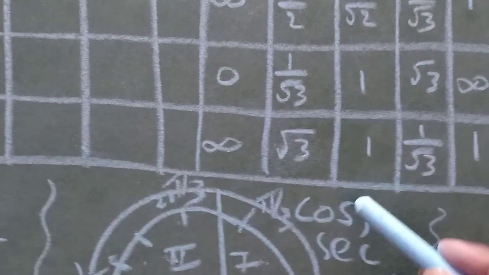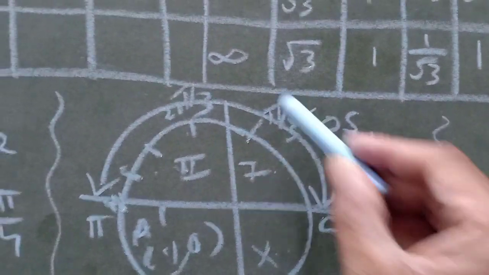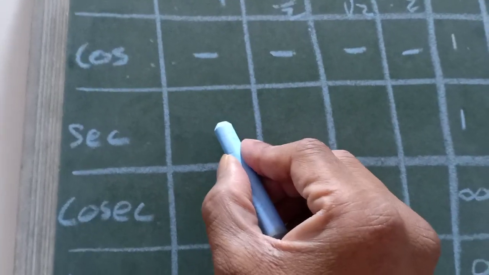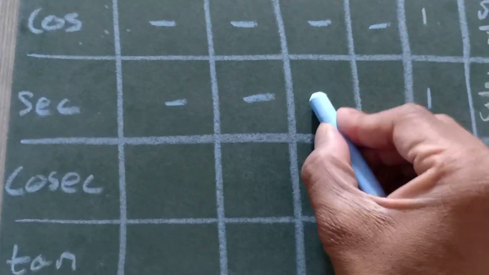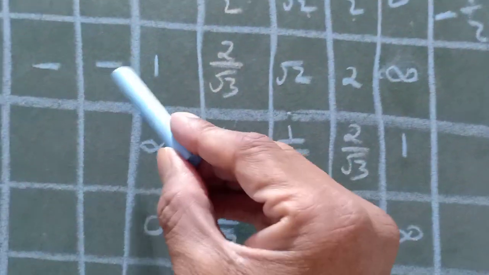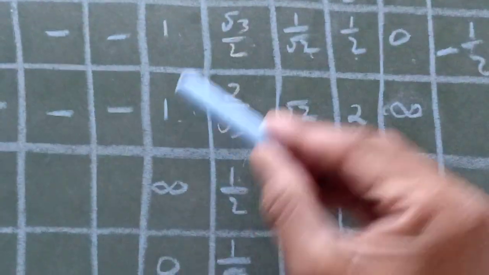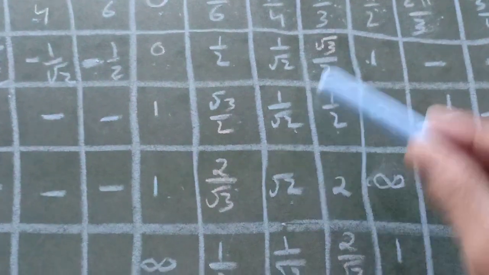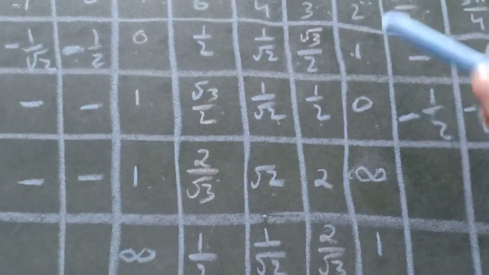Now in the same way, for sec, I told you cos, sec and cot are defined in the first and second quadrant. So in the fourth quadrant we will not write its value. Here in the fourth quadrant the values will be dash. Now this is the table of sec: sec 0 is 1, sec pi by 6 is 2 by root 3, sec pi by 4 is root 2, sec pi by 3 is 2, and sec pi by 2 is undefined.